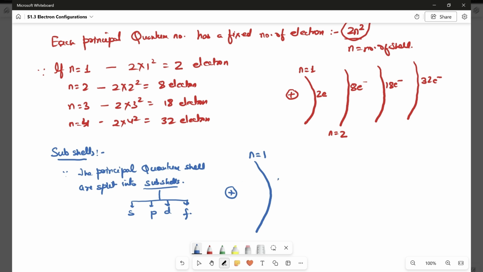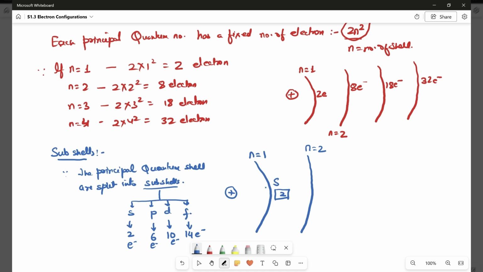So there is only one s, and s has how many electrons? Two electrons. Now the next shell. The next shell has a total of 8, right? So s accommodates 2 electrons, p accommodates 6 electrons, d accommodates 10 electrons, and f accommodates 14 electrons. This you have to remember, right?